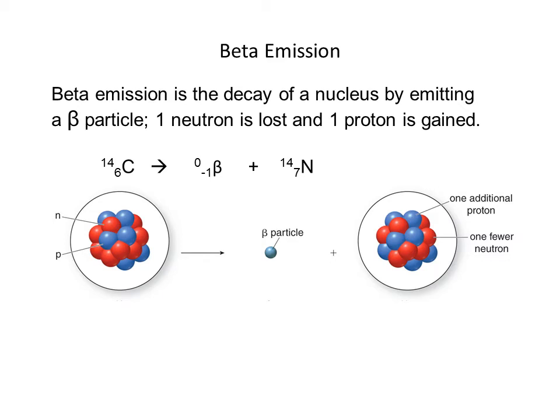So carbon-14 will make nitrogen-14 plus emit a beta particle.